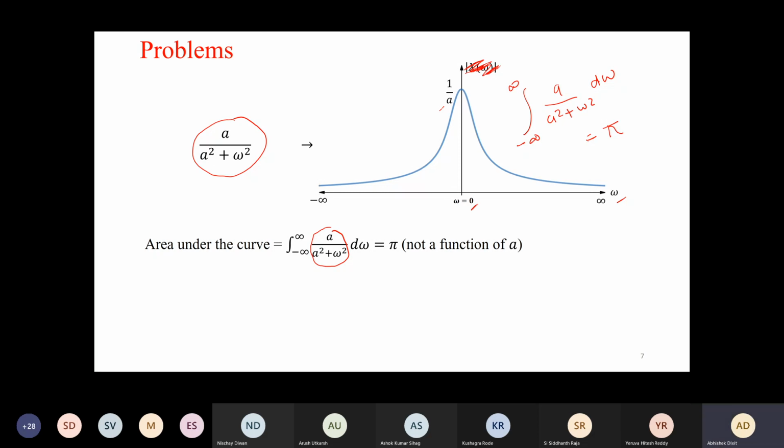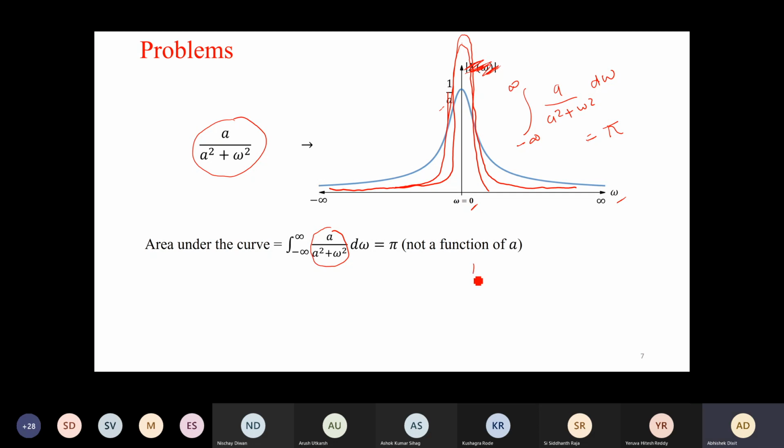Now let us do one thought experiment and say my a decreases. What would happen? If a decreases, 1 by a will increase. So this function will start from a point somewhere higher at the top, and it will begin to shrink, because its area is constant. If its height is increasing, it is going to shrink. If a decreases further, it will again have higher amplitude and again shrink.